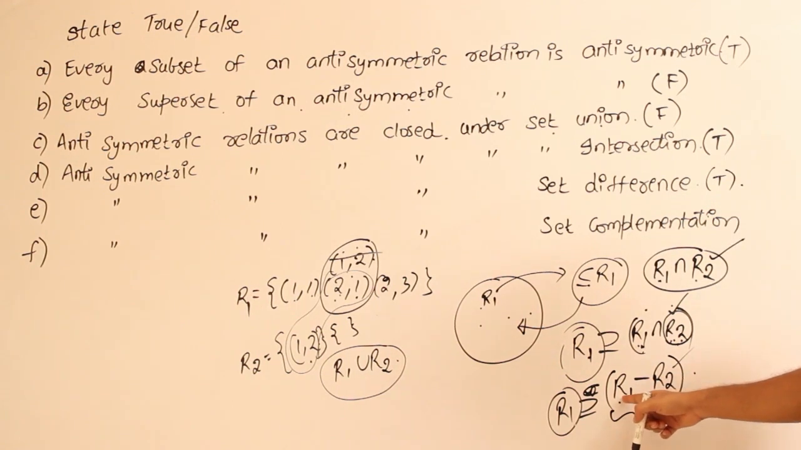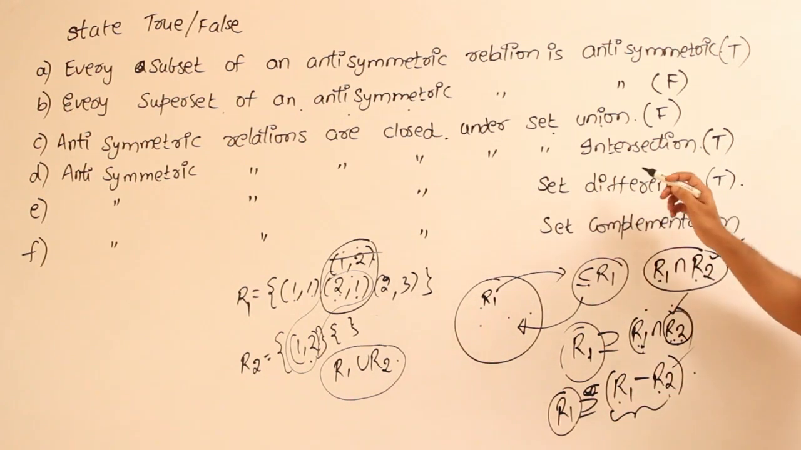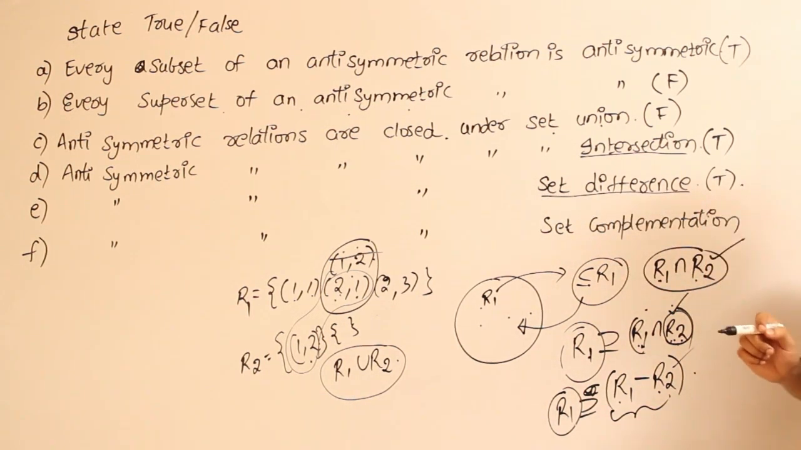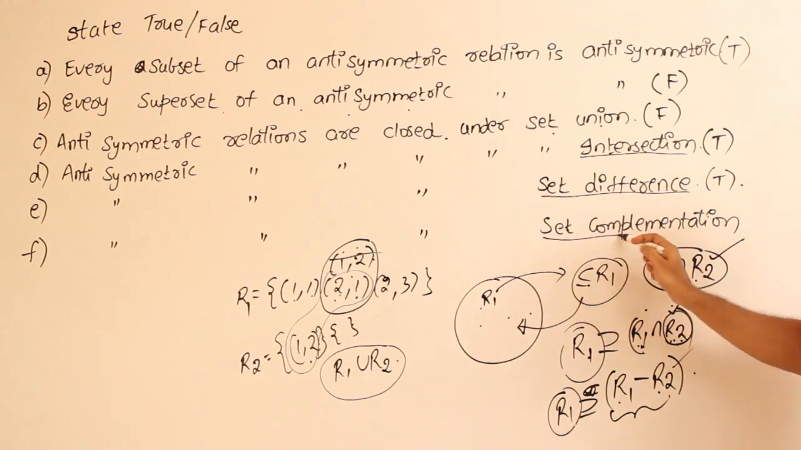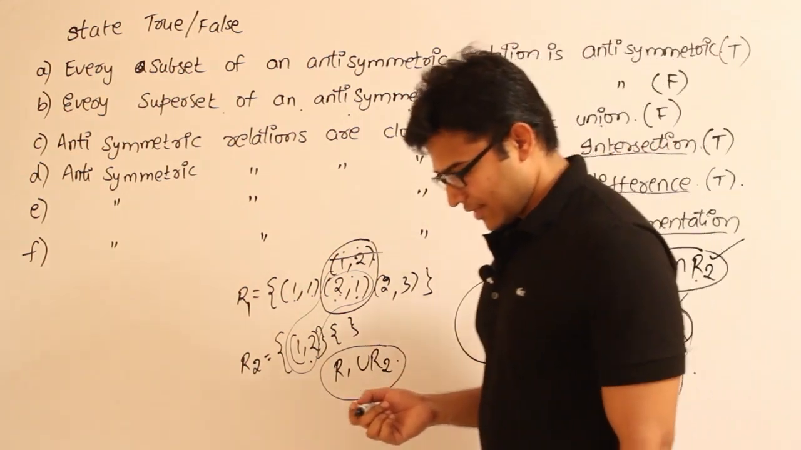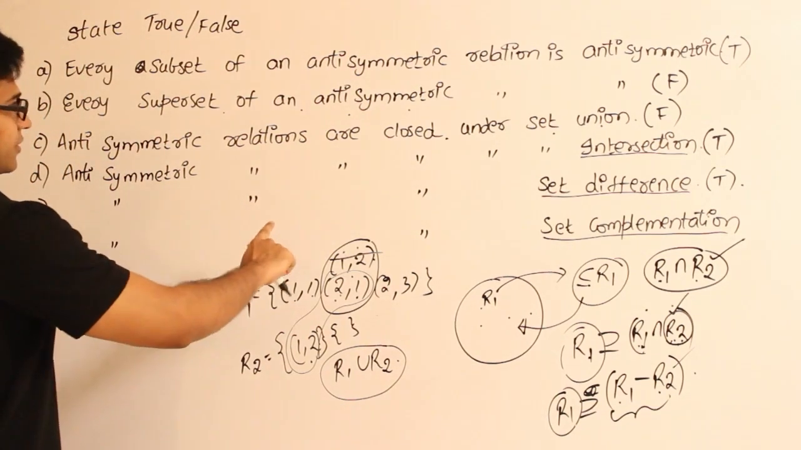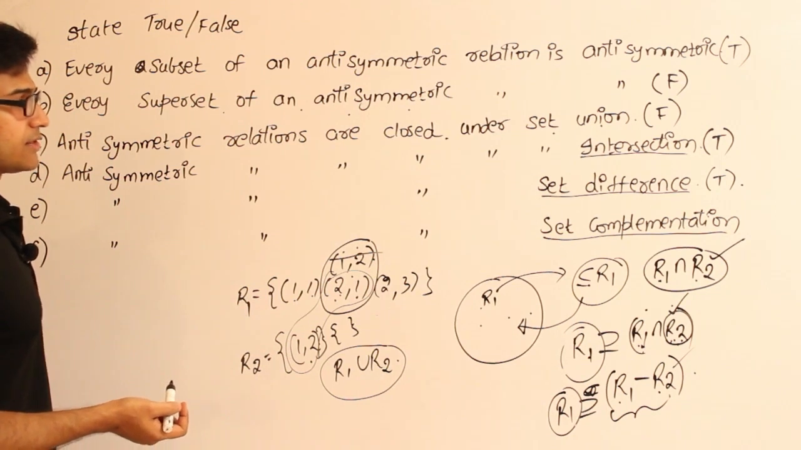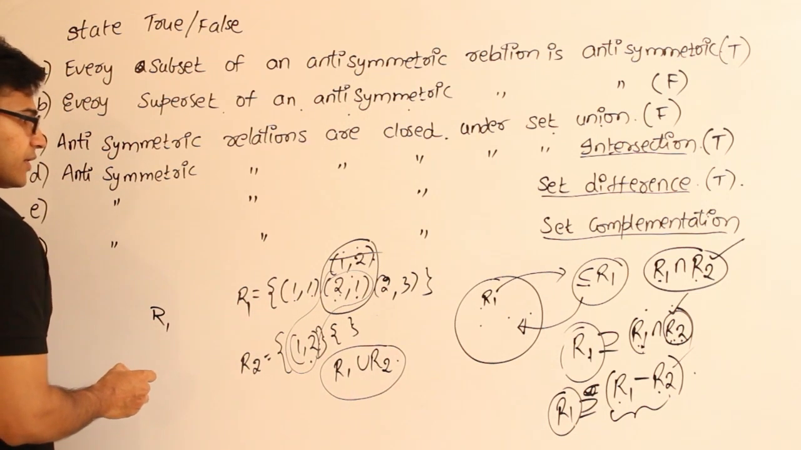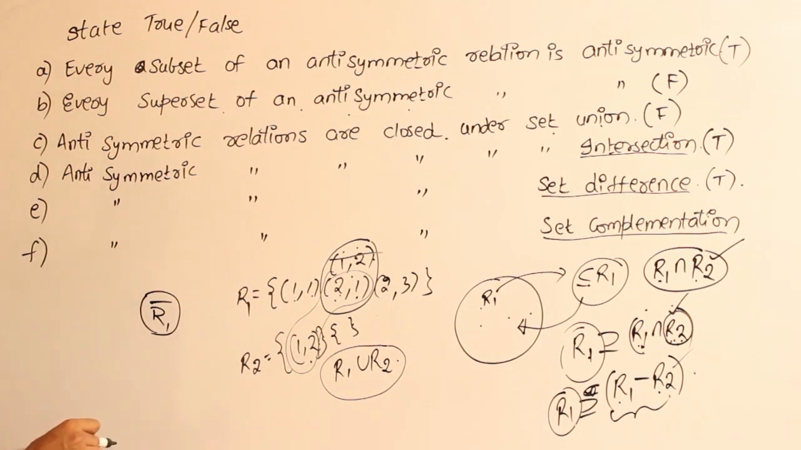Okay, complement. Let's prove complementation now. So now we have shown that under set intersection it is closed, and under set difference it is closed, so let's see if it is closed under set complementation also. The last question is: antisymmetric relations are closed under set complementation, which means if R1 is antisymmetric, they are asking whether R1 complement is antisymmetric or not. So how can we say that?